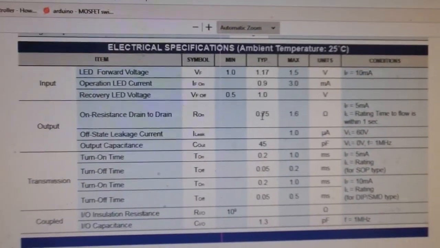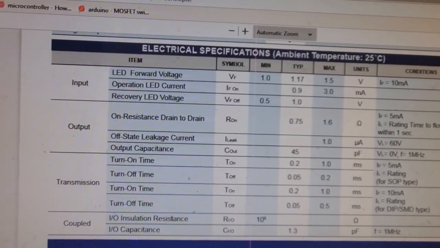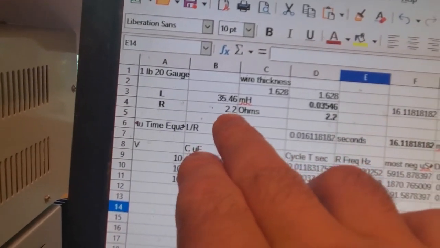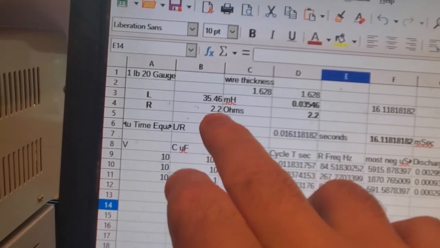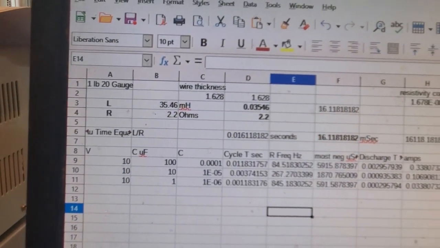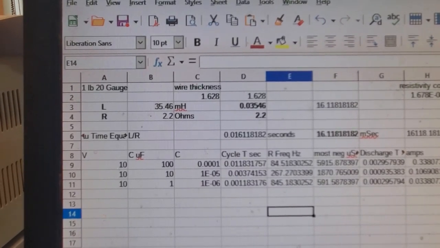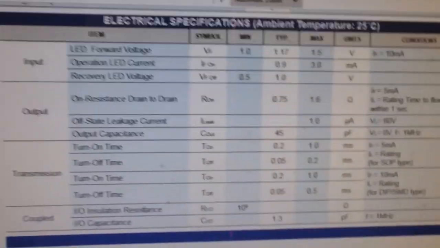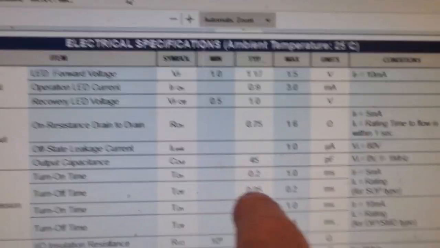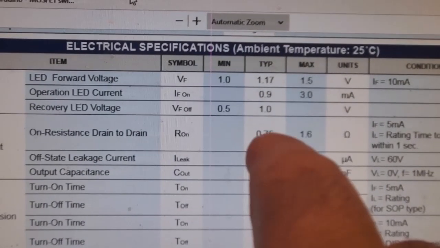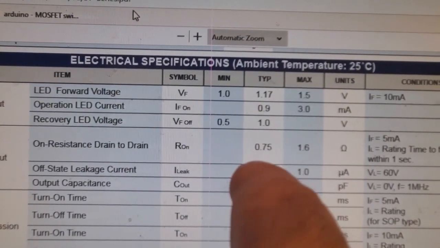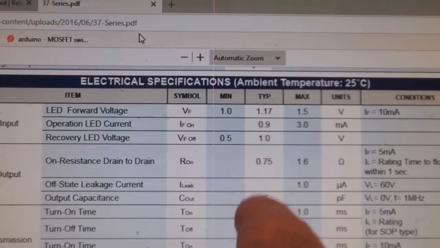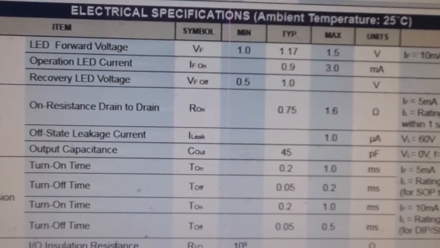Now, going back to this spreadsheet, we've got 2.2 ohms in the wire, so we've almost added another third in the switch. So that's not great. However, I have found some other solid state relays where the typical on-state resistance is like 0.2 or even like 0.1. So we can get rid of a lot of that, and that would improve the Q factor further.